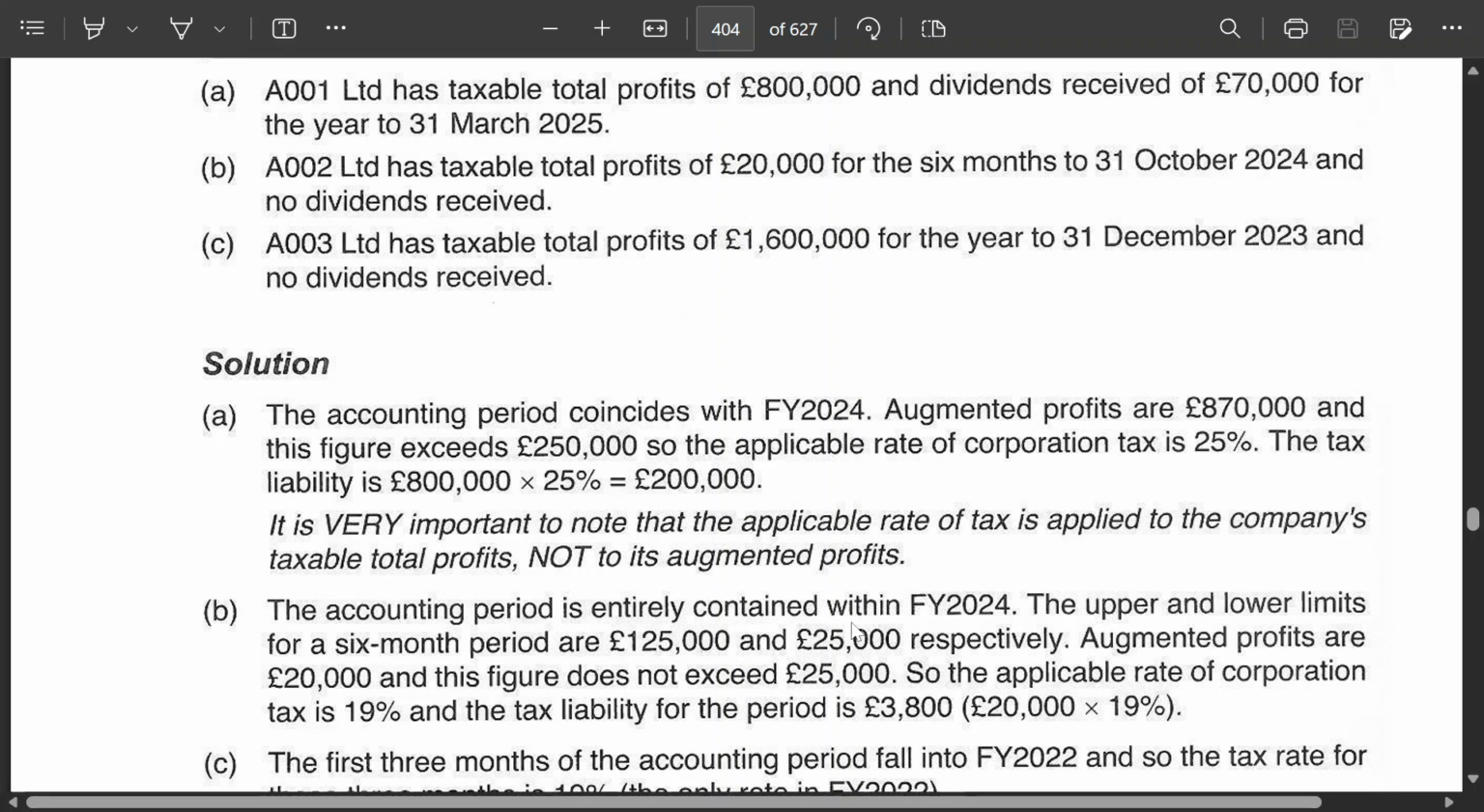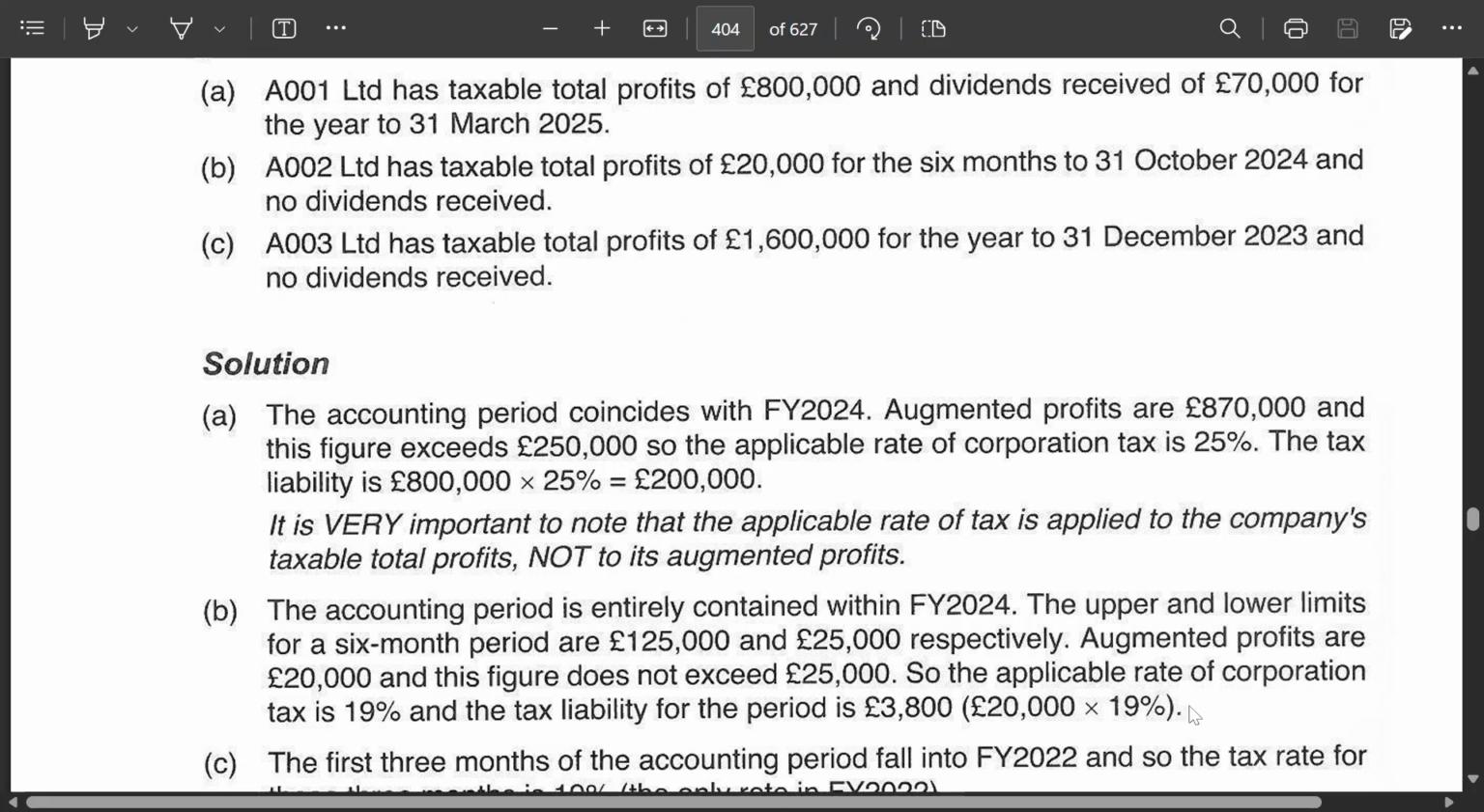Right, so you should compare 20 to 25,000. 20 is below the lower limit, so that means you will be taxed at 19%. So your tax liability is 19% into 20,000. Is this clear?